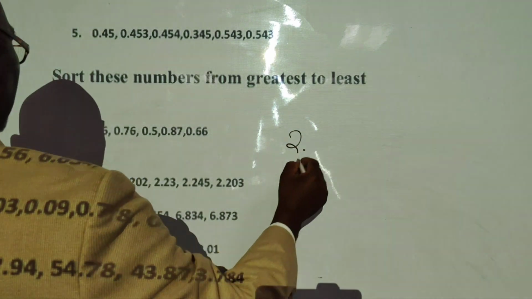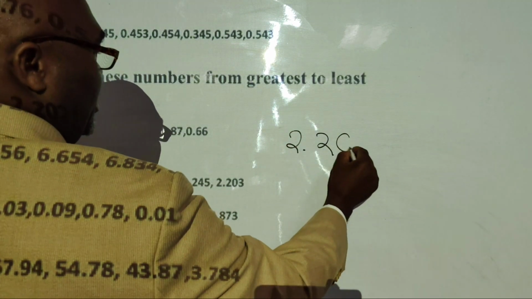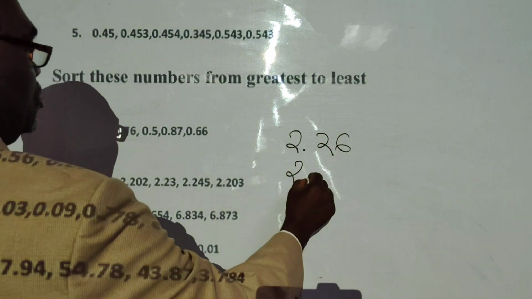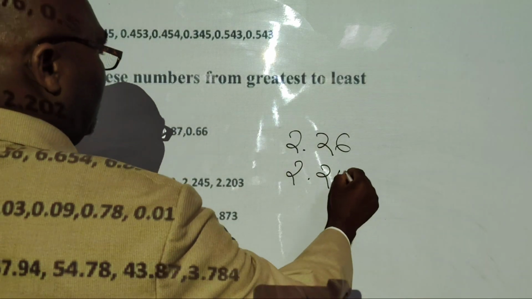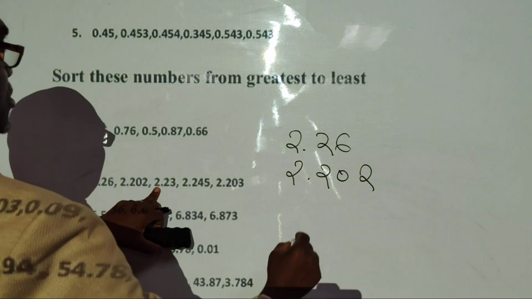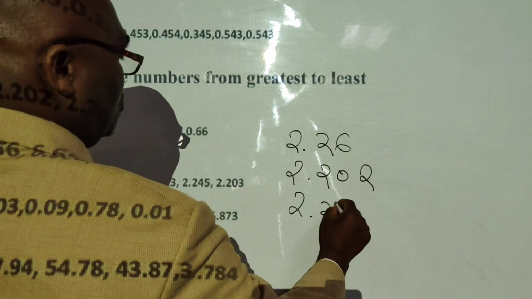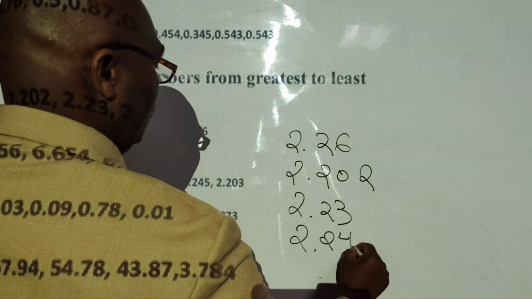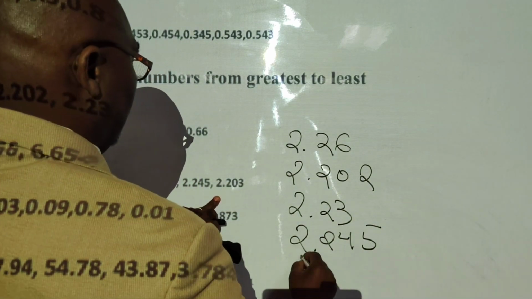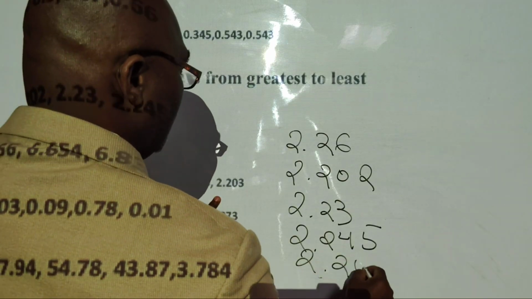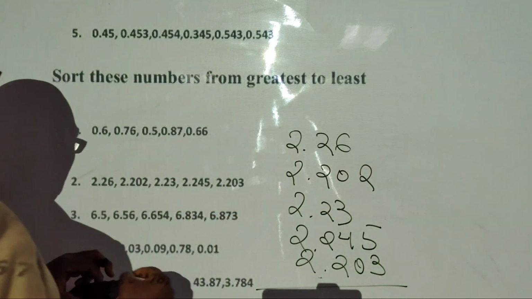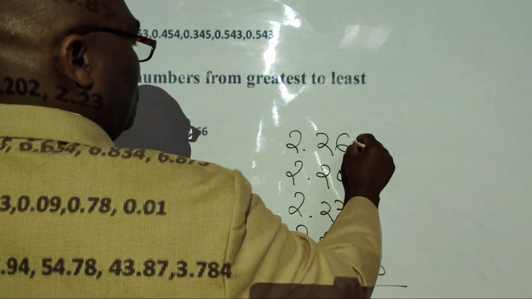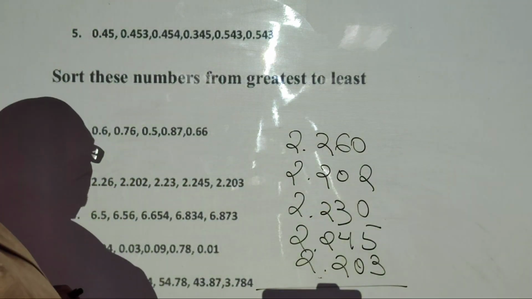If you cannot do that mentally, then just line them up, so you will have no problem as you compare them. So I got 2, 2, 3. Then I got 2, 2, 4, 5. Then I have a 2, 2, 2, and 0. We go ahead and add the 0 just for the sake of comparison. You don't write those in your answer like that.